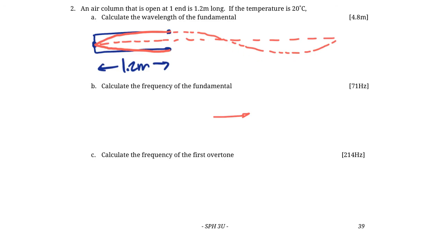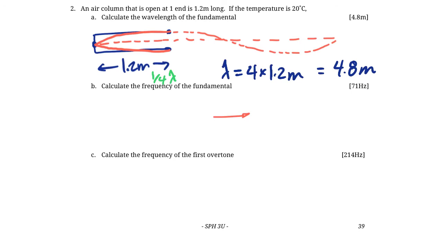So what's inside the instrument is 1/4 of a wavelength, right? Because only 1/4 is shown. So if that's the case, the wavelength of the fundamental, the wavelength of this note, is just going to be 4 times this 1.2 meters, which gives us 4.8 meters.